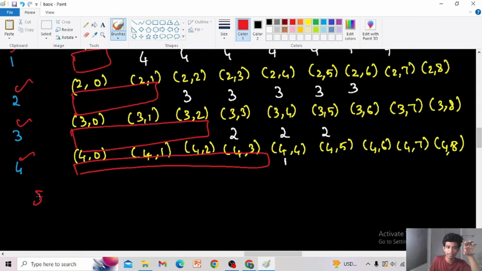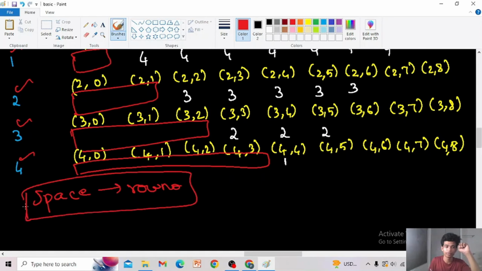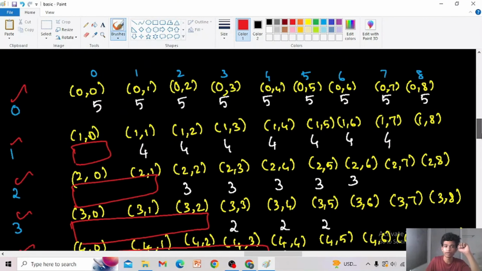How many spaces are there? The number of spaces is the row number. That's all. If the row number is 1, I want to leave one space. If the row number is 0, there's no space. If the row number is 4, I want to leave 4 spaces. Okay, we have found the space and row number relationship.